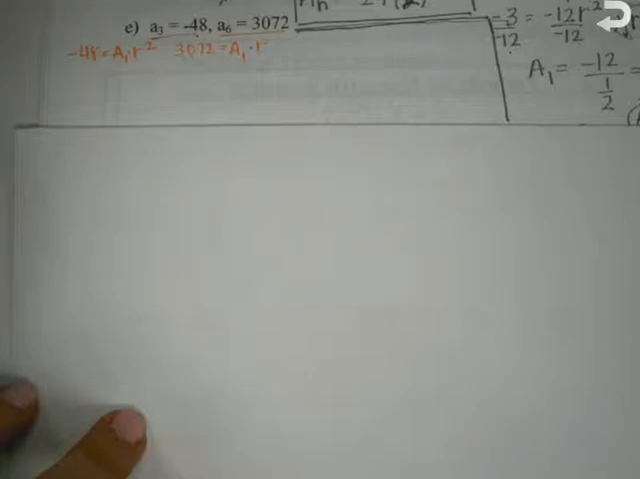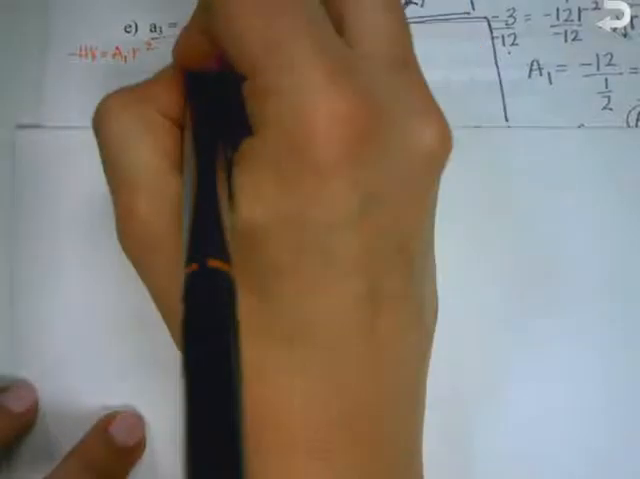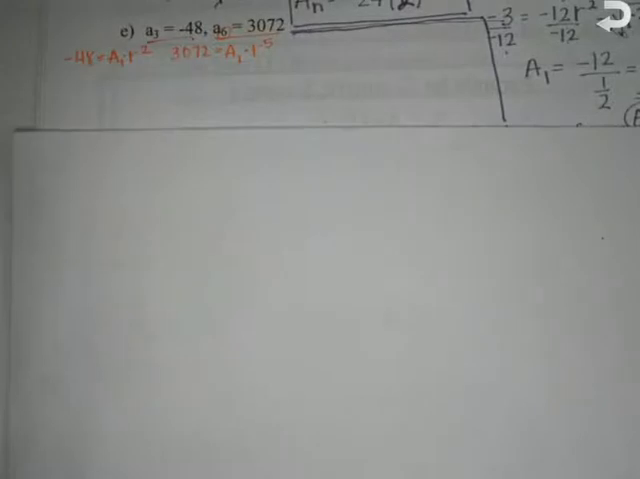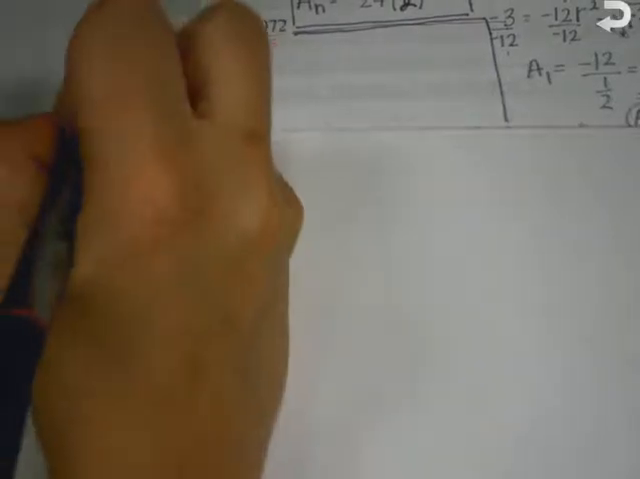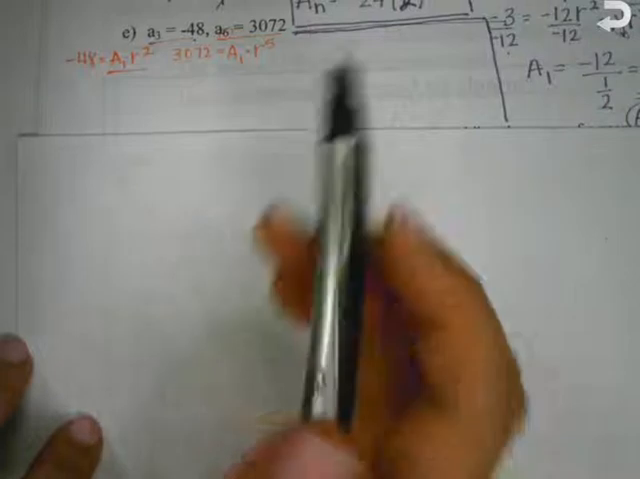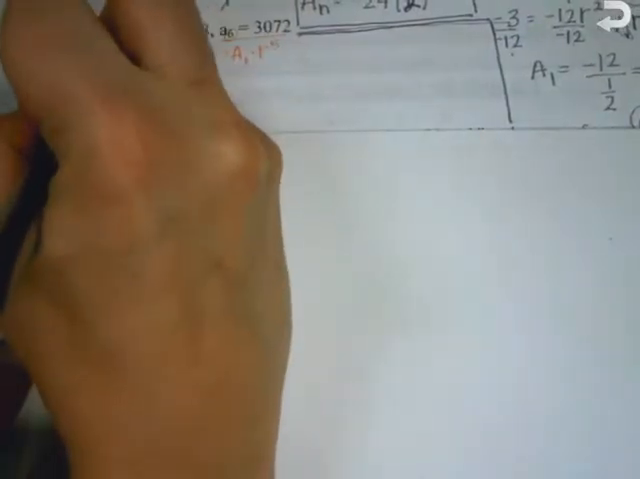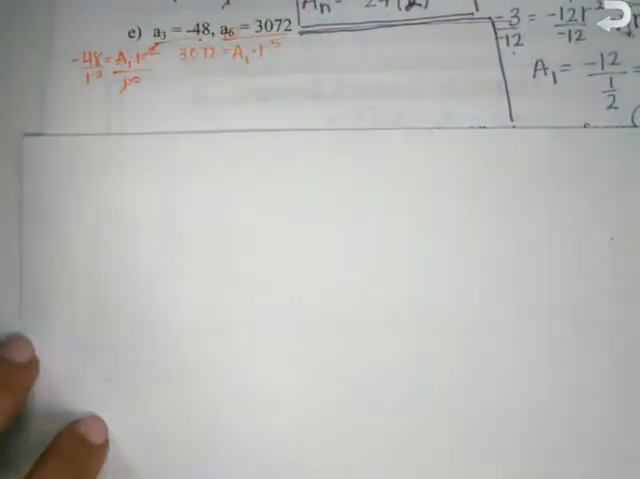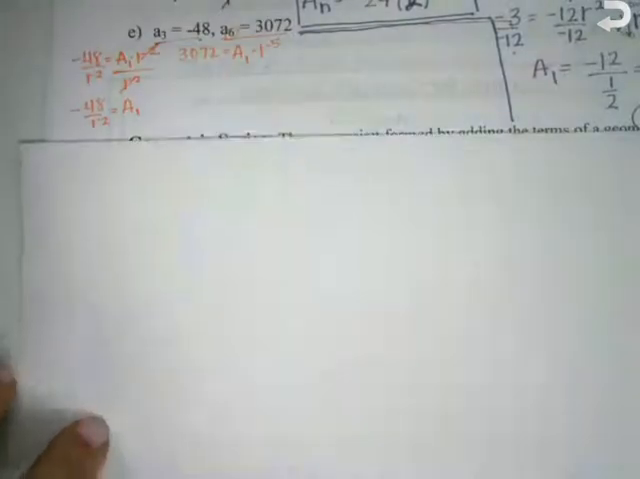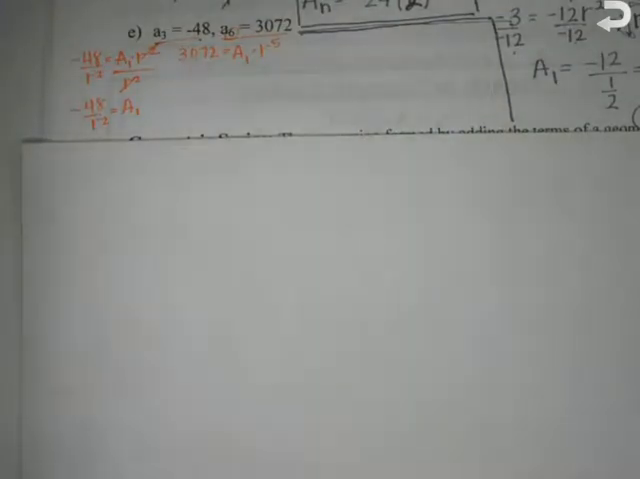So let's solve for A sub 1 here. How am I going to solve for A sub 1? I need to get rid of that times r squared. So what do I have to do? Divide by r squared. So divide both sides by r squared. So that gives me negative 48 over r squared equals A sub 1. It can be A sub 1 equals; it doesn't matter. Because we want to get rid of r squared so that we can solve for A sub 1. So now I have A sub 1. I'm going to take that and plug it in here to the second equation.